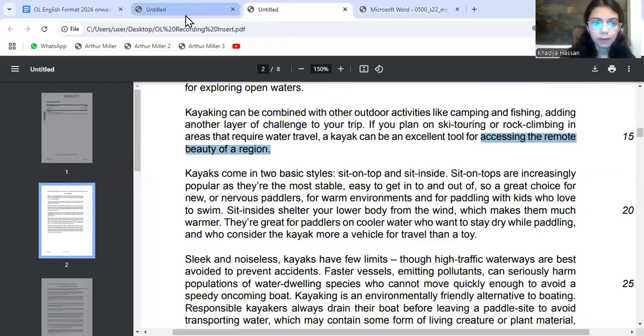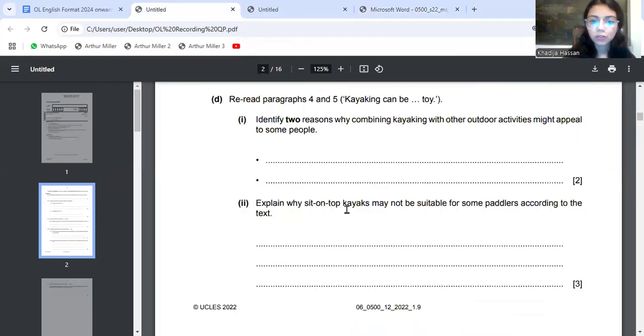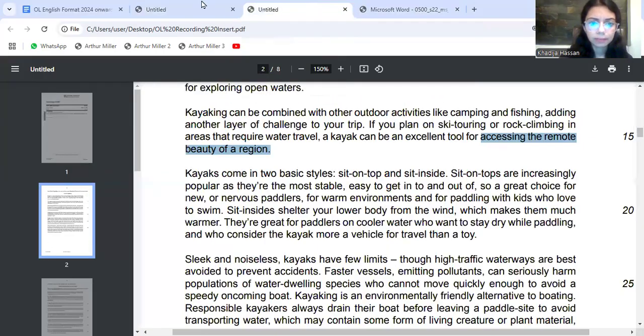Perfect. All right. Explain why sit on top kayaks may not be suitable for some paddlers according to the text. Now remember, this is a 3-mark question, so we need to write accordingly. Usually 3-mark questions imply that you have to have 3 pointers in your answer. And then there's a word explain as well. So try to have it in your own words if possible. It's recommended.